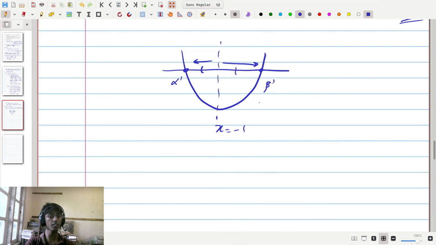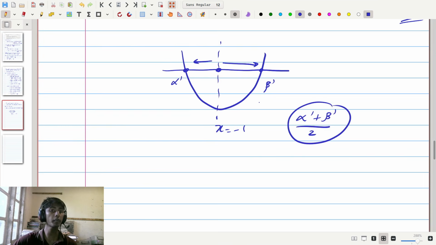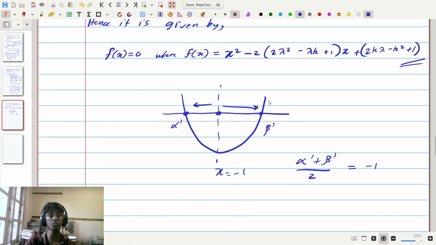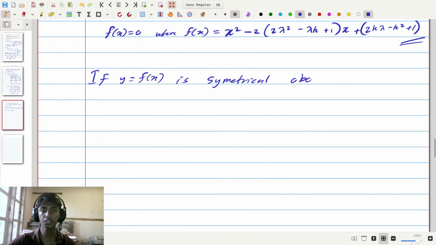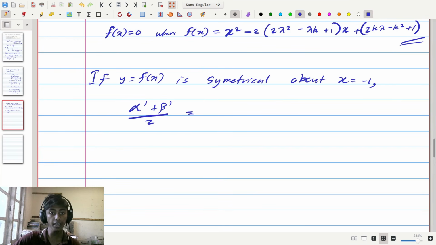Now, since these two distances are both equal, the point here is going to be the average of these two coordinates of alpha dash and beta dash. And therefore, the value of x equals -1 is going to be the average of alpha dash and beta dash, or alpha dash plus beta dash divided by 2. So alpha dash plus beta dash divided by 2 is equal to -1. Now this is knowledge that we have from when we discuss quadratic equations, and you should directly apply this by saying, if y equals f(x) is symmetrical about x equals -1, then the average of the two roots, which is alpha dash plus beta dash divided by 2, is equal to that value of x, which is -1.